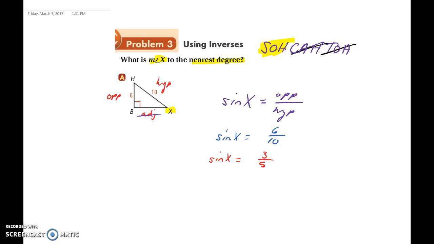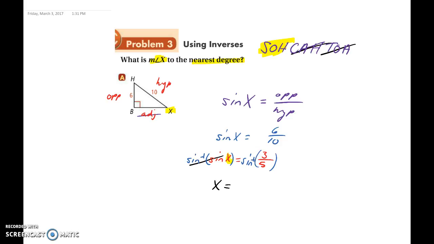Now if I want to solve for this, since I want to isolate the angle, I need to get rid of the sine that's being done to it right now, and I need to take the sine inverse. Remember, our inverse operations will undo each other, so they cancel each other out, and I'm left with just X. But what I do to one side, I have to do to the other. So I need to take the sine inverse of 3 over 5.